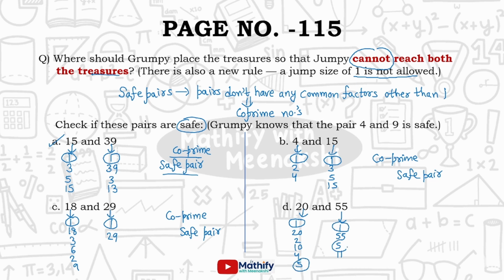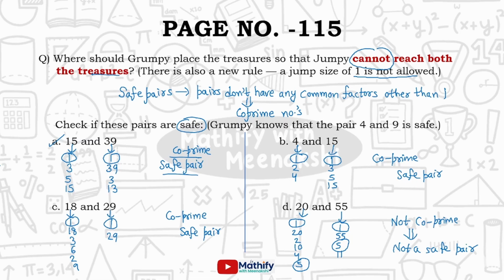So this is not a safe pair because they are not co-prime. If Jumpy selects a jump size of 5, he can reach both the treasures. That means it's not a safe pair for Grumpy.